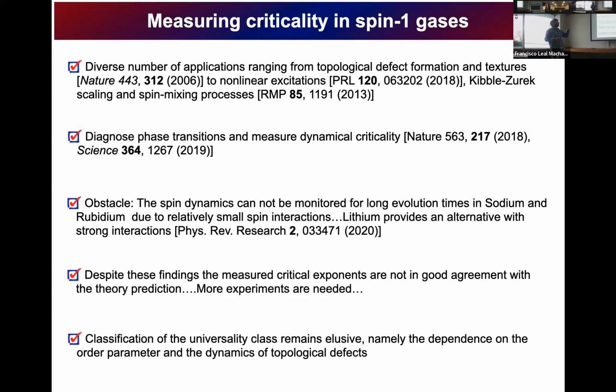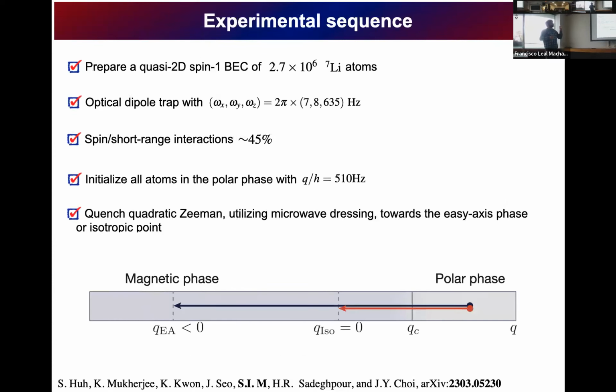So a major obstacle was really that we cannot monitor the spin dynamics for long time scales, and this led to a comparison between theory and experiments that is not in very good agreement, regarding also the critical exponents. And of course, another motivation of our work is to classify the universality class of the corresponding dynamical phase transitions that I showed you in the previous paper.